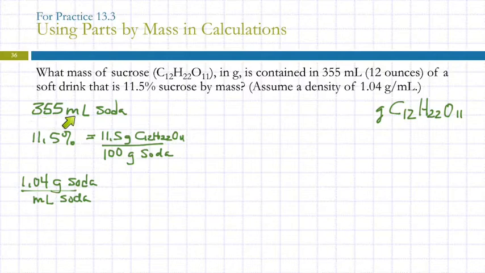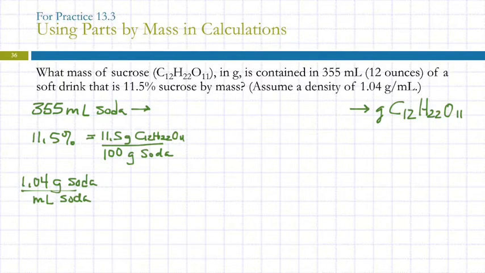Look at the units. This is milliliters. This is grams per 100 grams, grams per milliliter. Both of these could be conversion factors. 355 milliliters of soda is not a conversion factor. So that's probably what we're going to start with. So from milliliters of soda, we're trying to get to grams of sucrose.